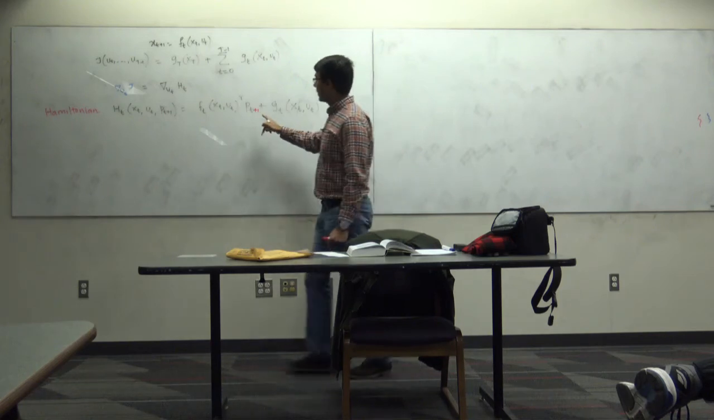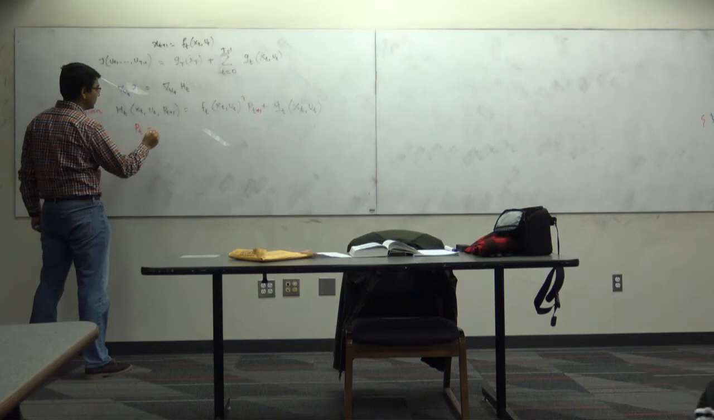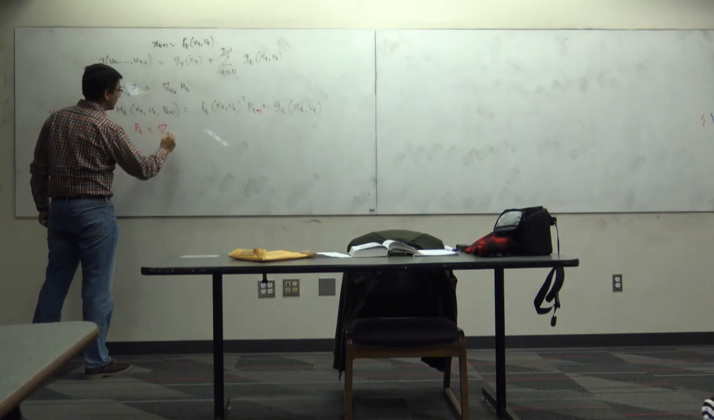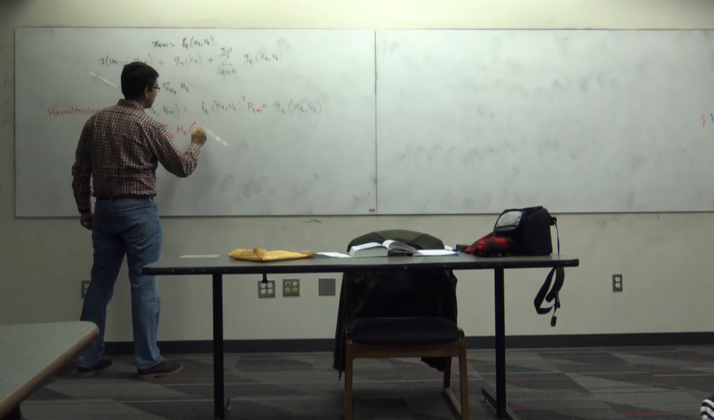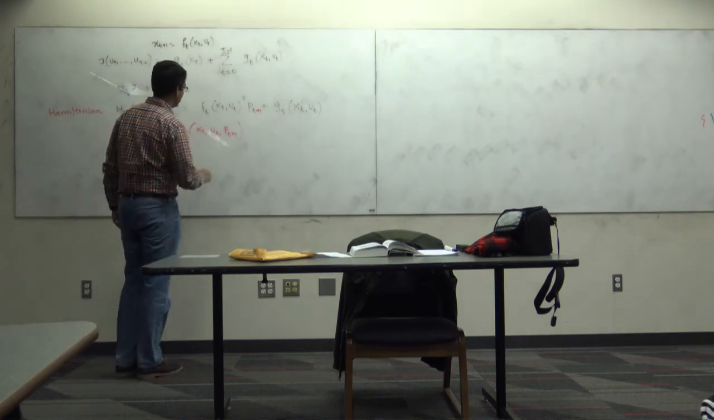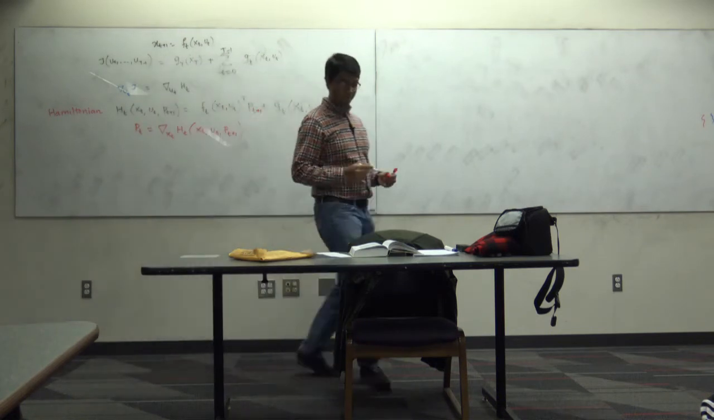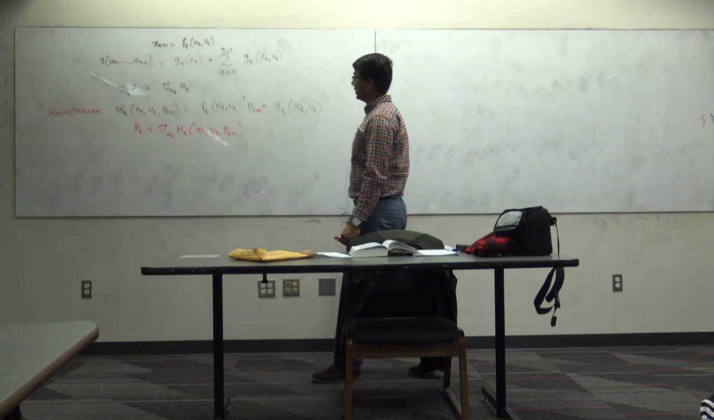And in fact, we had a recursive equation for p_t. So we have p_t equals the gradient with respect to x_t of H_t at x_t, u_t, and p_{t+1}. So this was the recursive equation for p_t, the costate vector.